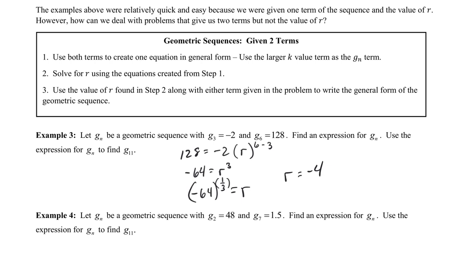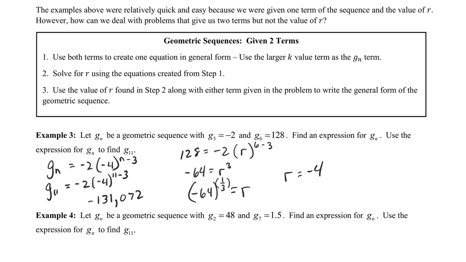So my formula is G sub n equals, you can pick either one of those numbers. I'm going to pick negative 2, and then I'm going to put the ratio of negative 4. And then I'm going to do n. Well, what was negative 2 again? Oh, yeah, that was G sub 3, so minus 3. So now to find G sub 11, I can put 11 in for n, and then just do some math. And we definitely need to use our calculator for this one, because it is negative 131,072.